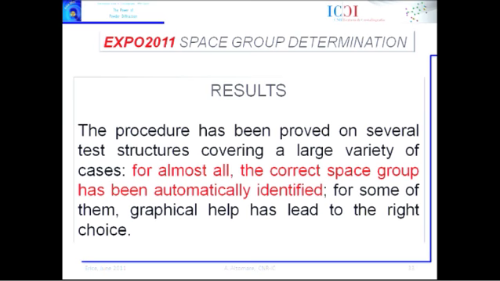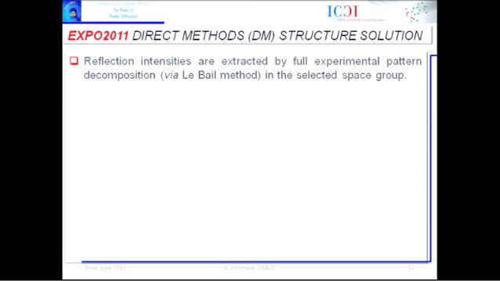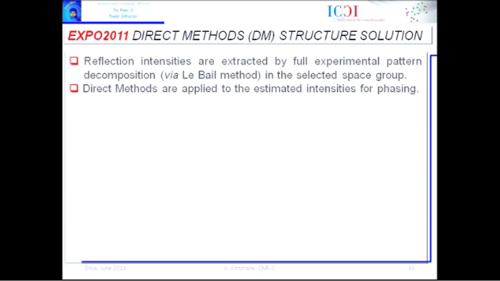Okay, we have determined the cell parameters and the space group. Now the next step is the structure solution by direct methods. After indexation and space group determination, the integrated intensities are extracted from the experimental pattern by using the found space group according to the Le Bail method, and then the normalized integrated intensities are derived. The experimental structure factor moduli are derived. After that, direct methods are applied for phasing the reflections, for phasing the structure factors.